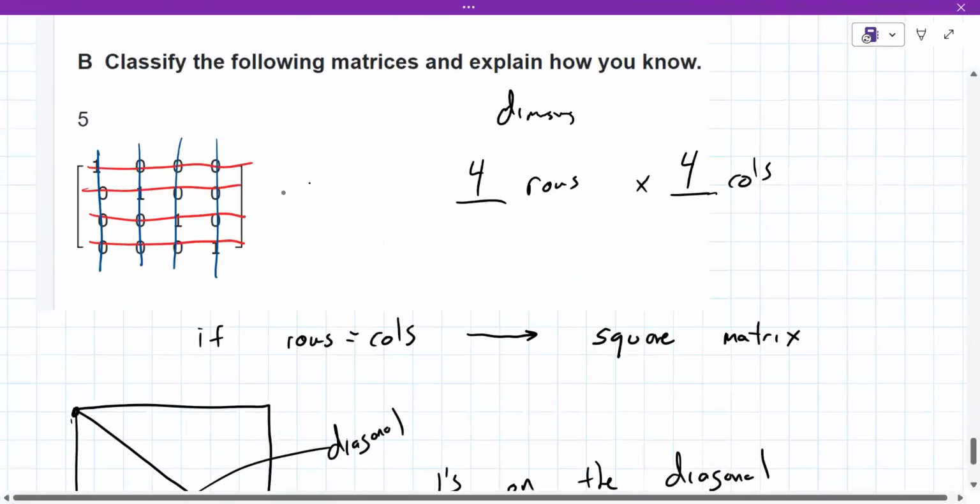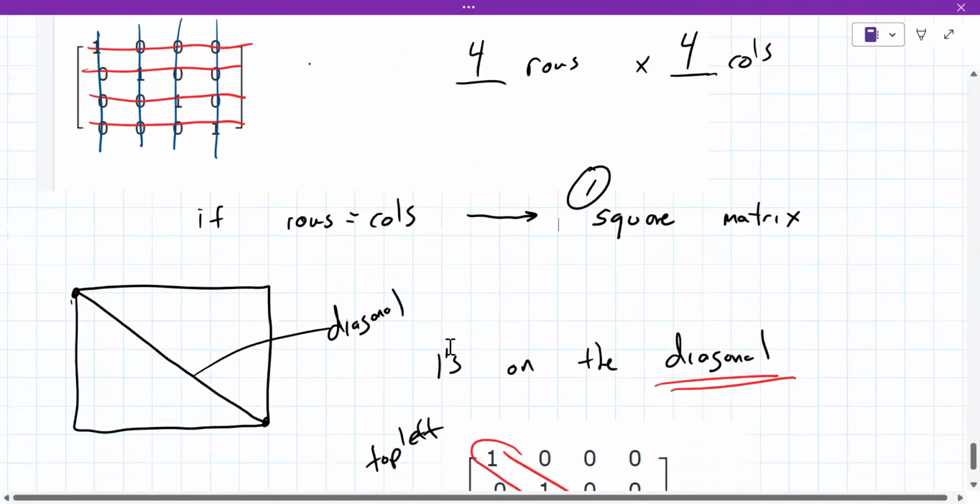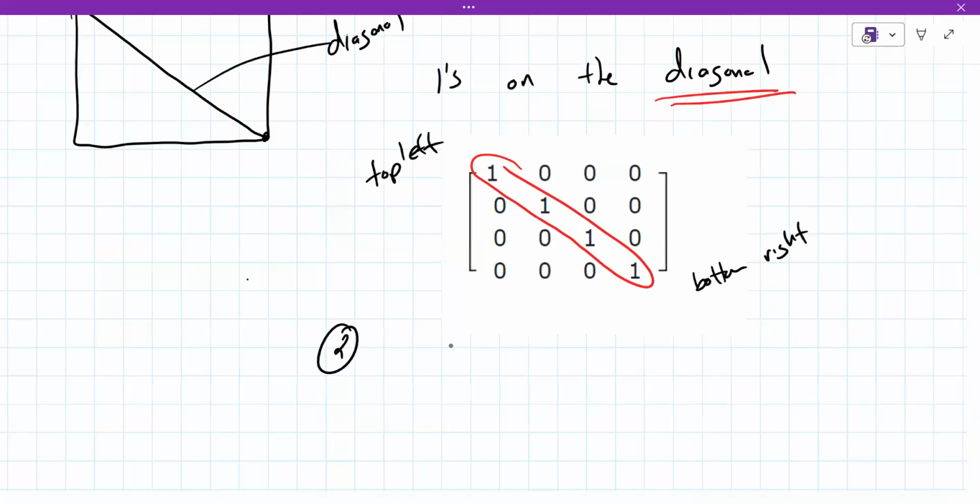But to answer this question, to classify it, there are two things. You want to say first that it's a square matrix because it has 4 rows and 4 columns. Second, you want to say that it's an identity matrix because it has ones down the diagonal.